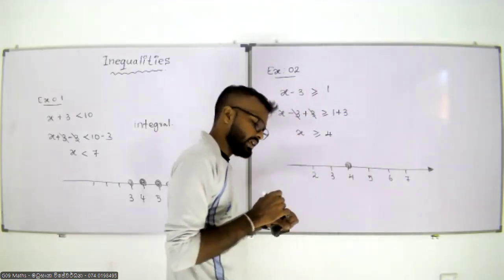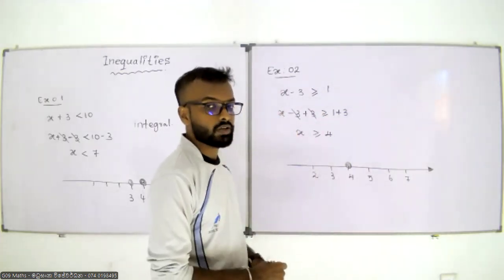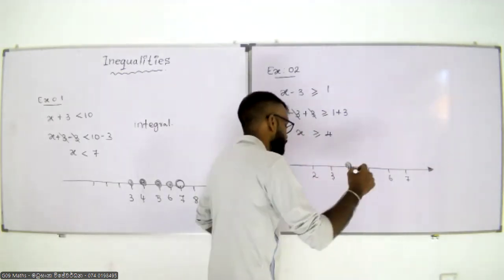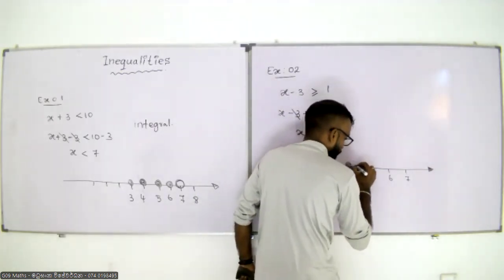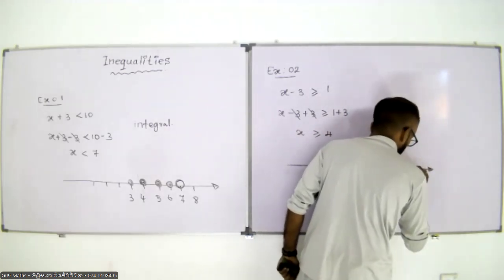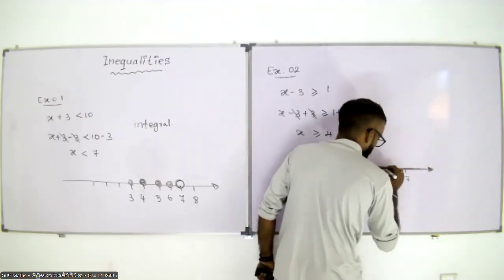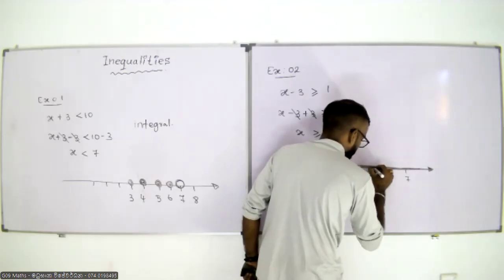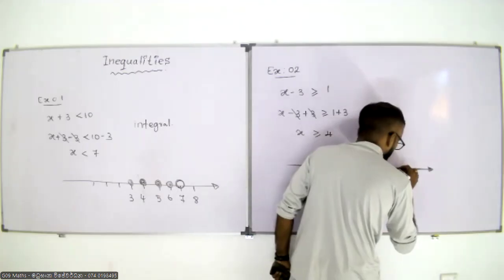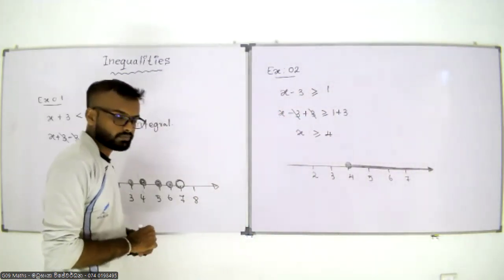And are they asking integral solution set or the solution set? Possible solution set, all values. So x is greater than or equal. So from here onwards, you have to highlight all values. So this should be your answer.